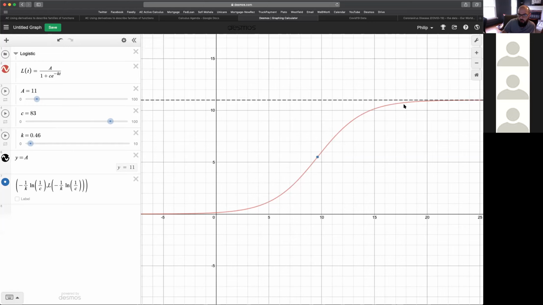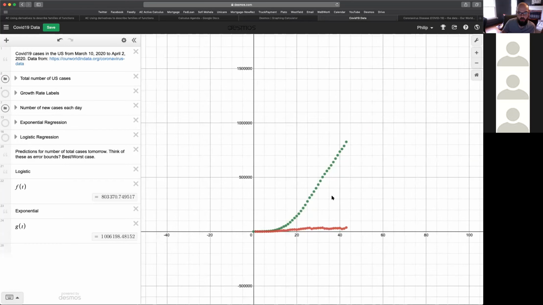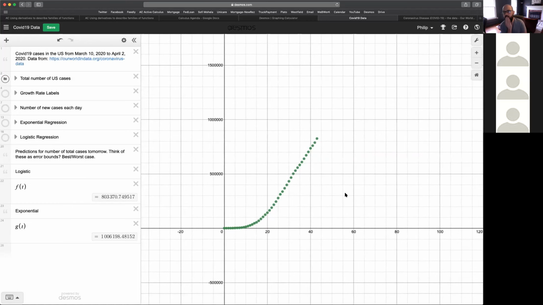So what I want to point out here is this is how we model population growth. We see this typical S curve, which is a logistic curve. And so what I did is I took our COVID-19 data, so I looked at all the cases in the US, and I've plotted them on this graph. If we look at just the number of cases each day plotted over time, so March 10th.